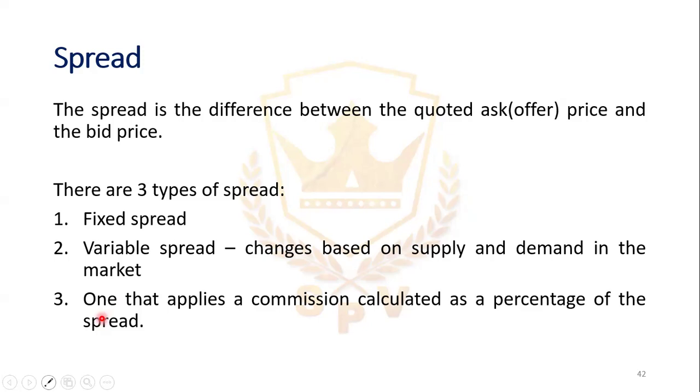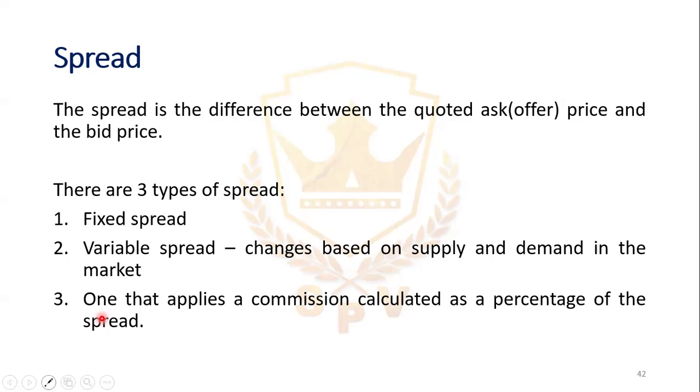So let's have a recap. Ask price or offer price is the price at which the market maker is willing to sell to you. So when you enter your buy order, it will be filled at the ask price. And bid price is the price at which the market maker is willing to buy from you. So when you sell, your order will be filled at the bid price that is available, and vice versa.